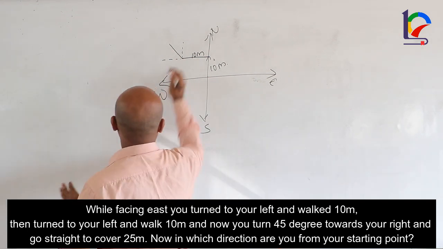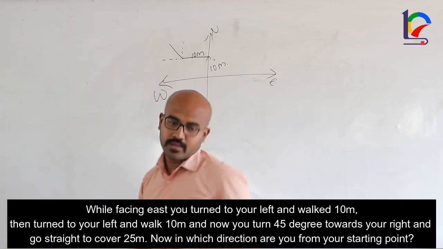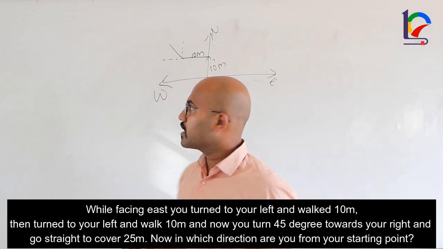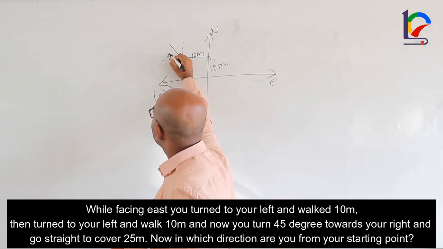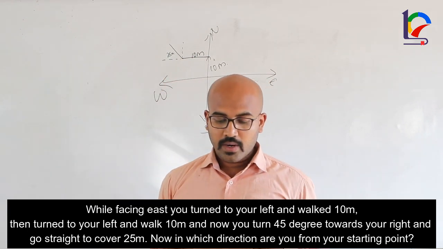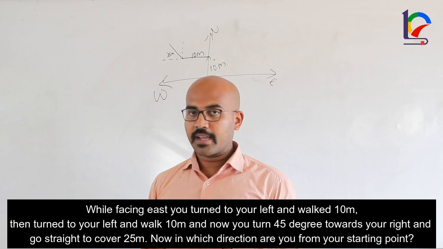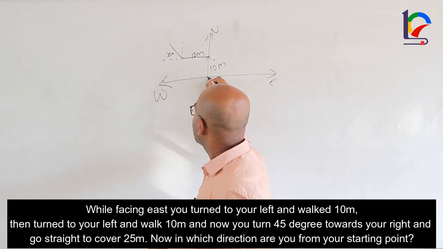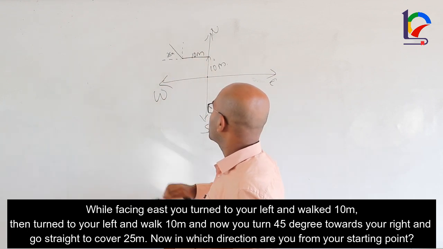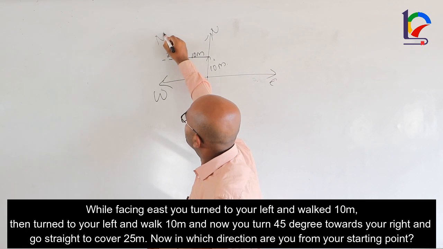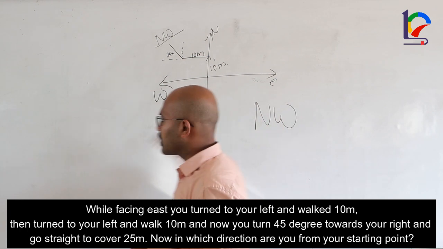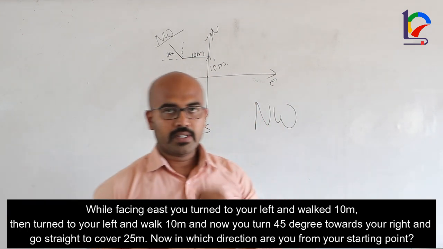If I turn towards my right, this is the path. So towards my right and go straight to cover 25 meters. So here I covered 25 meters. Now in which direction are you from your starting point? They are asking, this is my starting point. So in which direction am I? This is north and west. So obviously this will be northwest. So the answer is northwest.